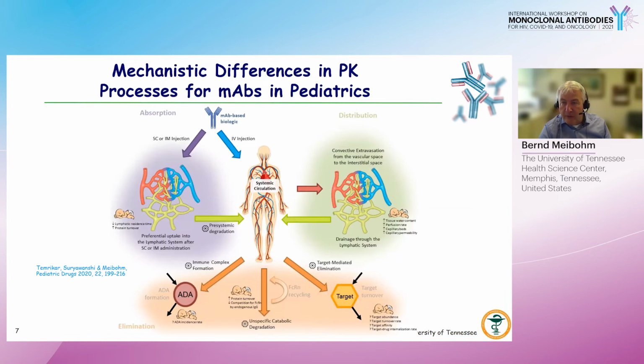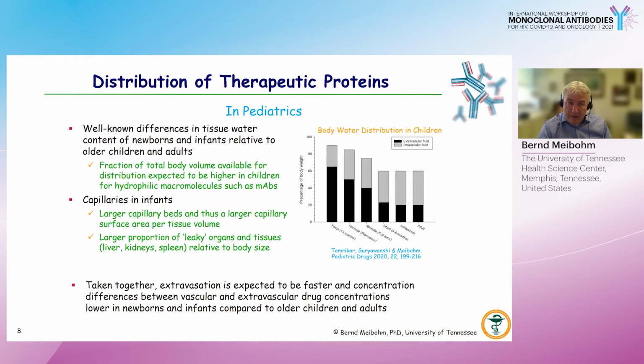Now, when we focus on the right side on drug distribution, large therapeutic proteins like monoclonal antibodies distribute largely by convective extravasation from the vascular space into the interstitial space and then drainage into the lymphatic system again. Now, as I already mentioned, there's a well-known difference in tissue water content of newborns and infants relative to older children and adults, and the fraction of total body volume available for distribution is thus expected to be higher in children for hydrophilic macromolecules, such as monoclonal antibodies.